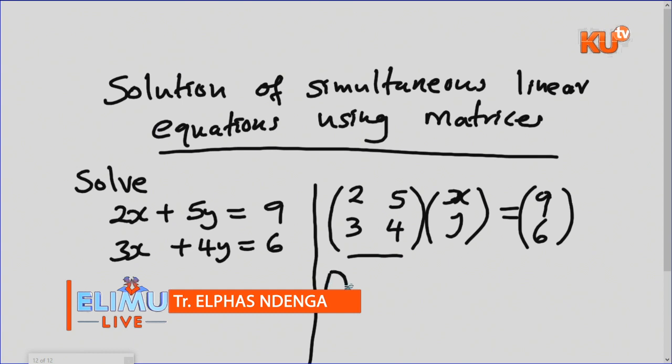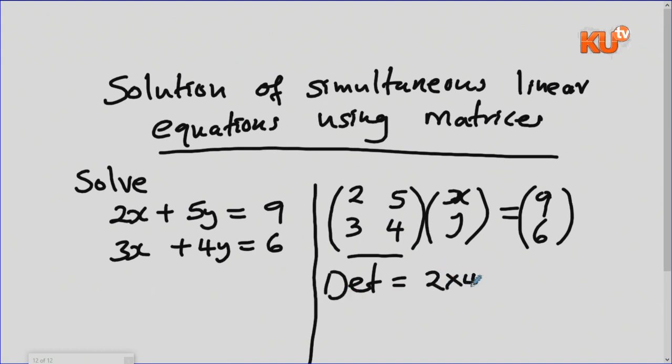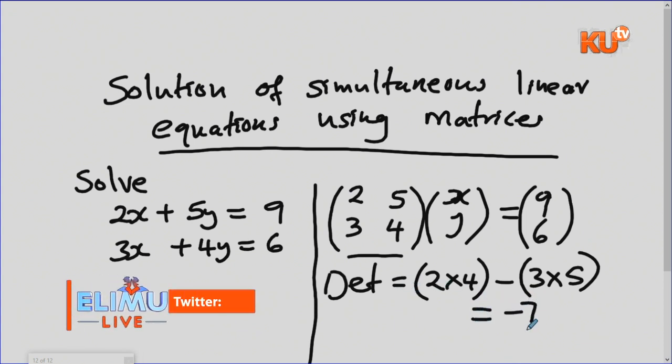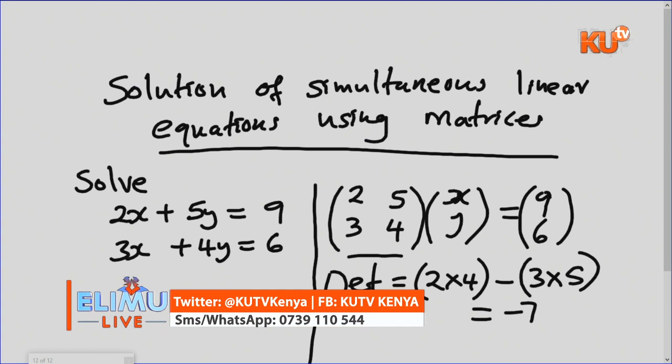The determinant of our matrix will be equal to 2 times 4, minus 3 times 5. 2 times 4 is 8, and 3 times 5 is 15. If you take 8 minus 15, your answer is -7. That is our determinant. Then get now the inverse.